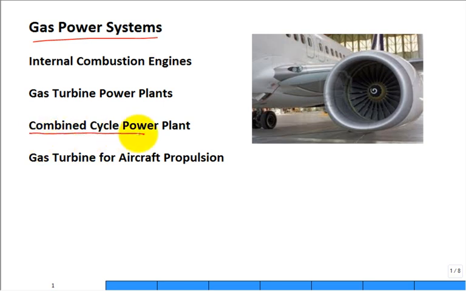Hey, and refresh my memory. Was there two fuel sources in a combined cycle power plant? Do they burn like coal and natural gas? Is that why they call it a combined cycle power plant? Why do they call it a combined cycle power plant? Two different working fluids, two different cycles, a vapor power cycle and a gas power cycle. Exactly right. Anyway, now we're going to talk about aircraft propulsion systems.